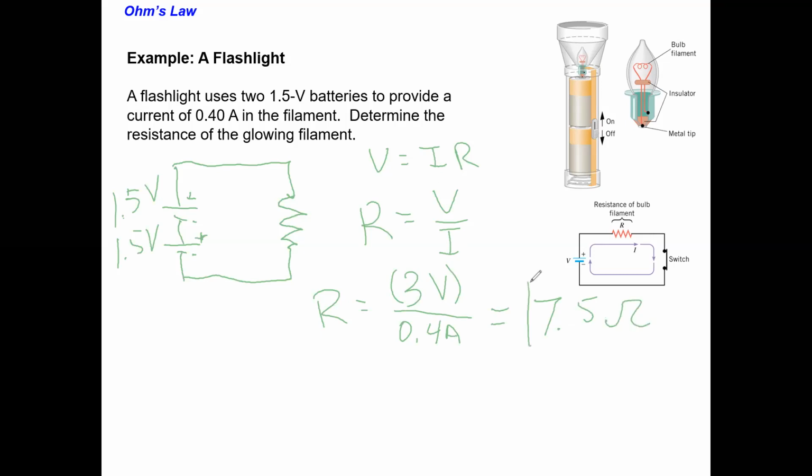So there's my answer for the question. Now, looking at this schematic here, we've got a switch. Well, what's that switch? That's the on-off switch on the flashlight.